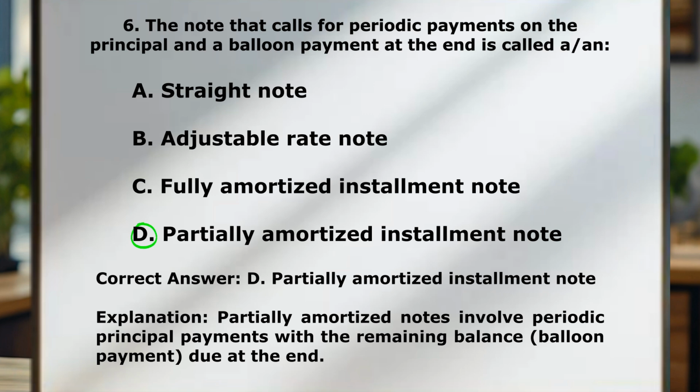So if you remember, a straight note, that's just interest. Adjustable rate note, that means the rate is adjustable. See, a fully amortized installment note means that every monthly payment you're paying off principal and interest. So at the end, there's not going to be a lump sum payment towards principal, and that just leaves us with answer D. Right? You're going to periodically make principal payments, and then the remaining balance of the principal will be due at the very end.